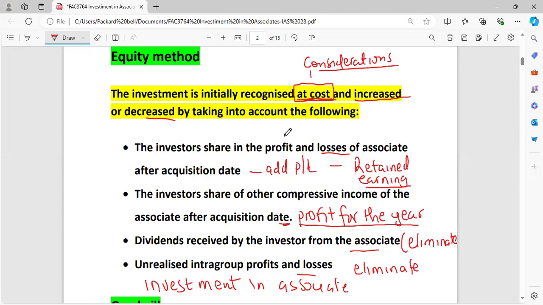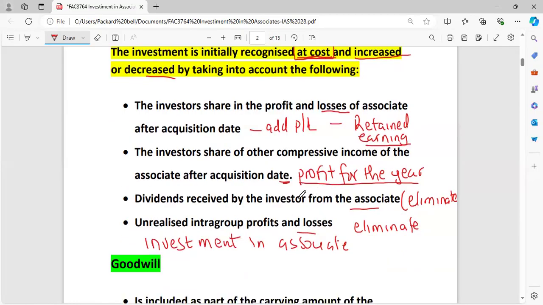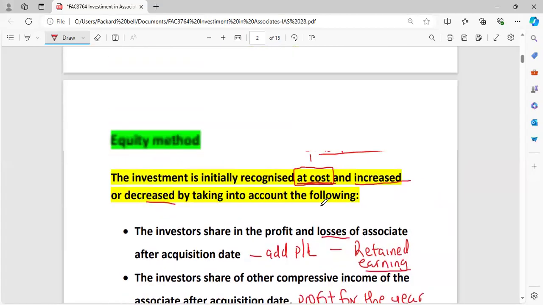So when you are doing investment in associate, you only need to do the calculations for the investment in the associate and the share of profit. Right, so this is how you calculate your investment in the associate. This is very important when you are answering a question. You should be able to see whether it is an investment in associate or an investment in a subsidiary.